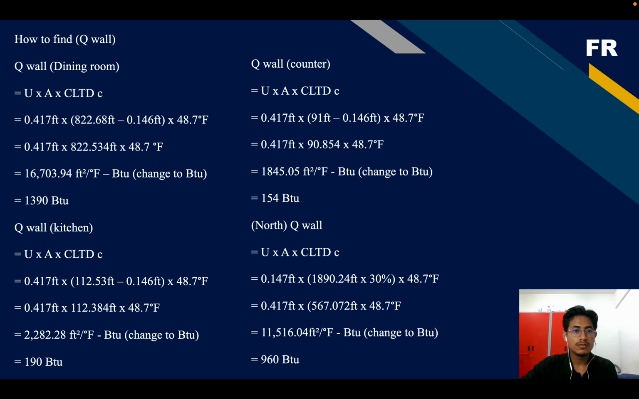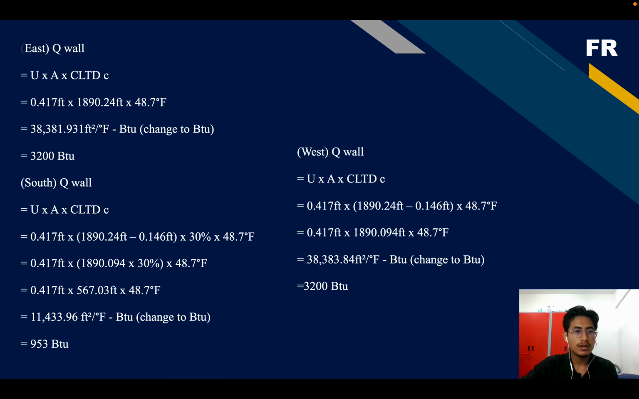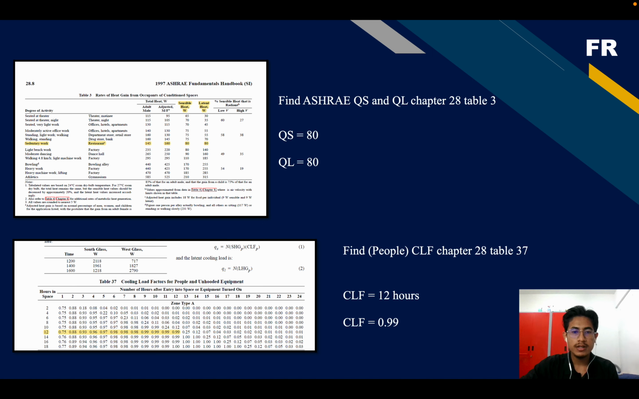This one is how to find Q-wall dining room, Q-wall kitchen, Q-wall counter, north Q-wall, east Q-wall, south Q-wall, and west Q-wall. This one is how to find QS and Q-wall. We can find it in ASHRAE chapter 28, table 3. And the next one is how to find people CLF, chapter 28, table 37. CLF for 12-hour working, we can get CLF 0.99.